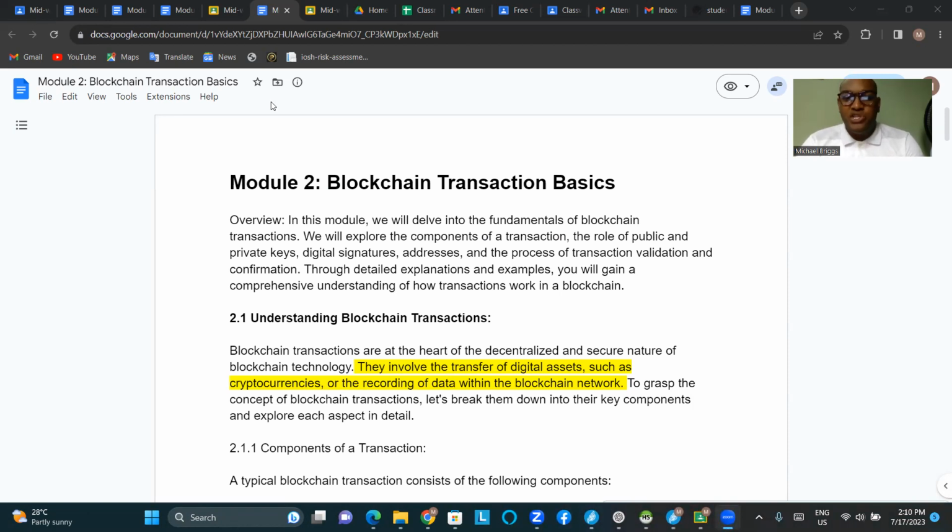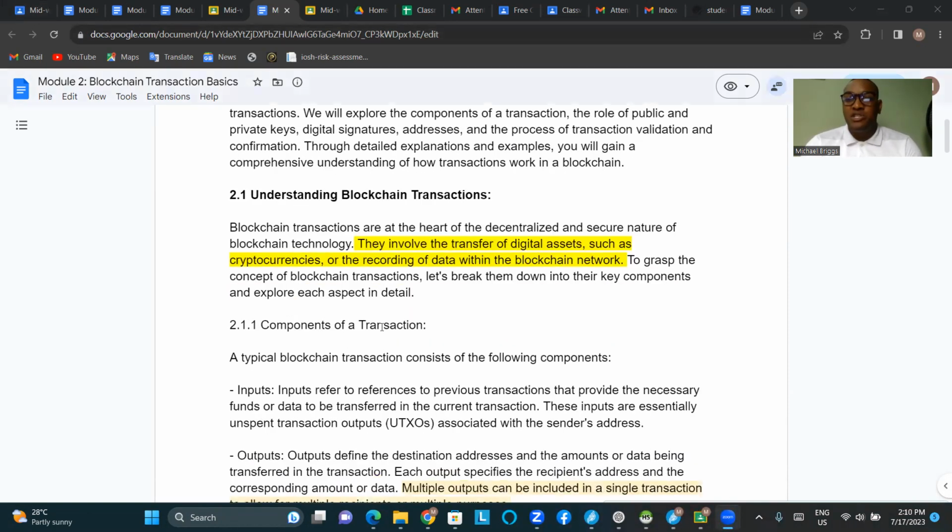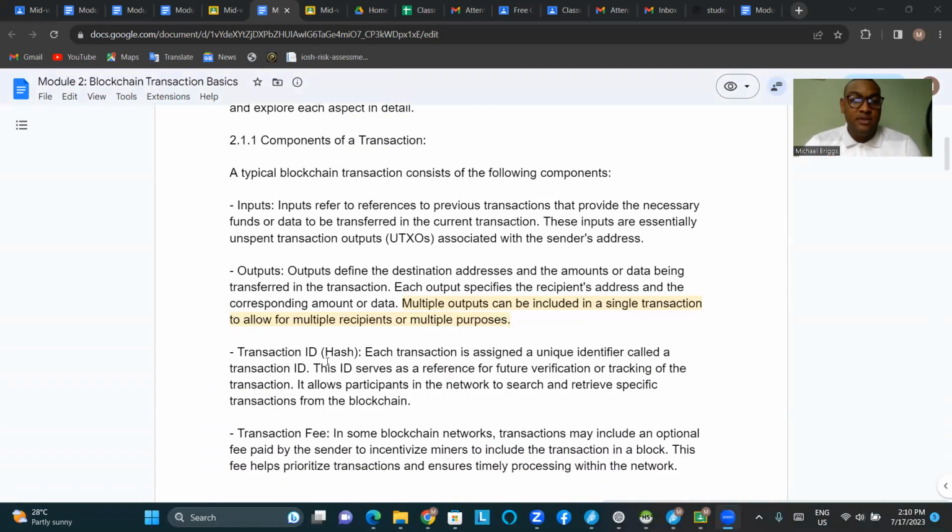Module 2, blockchain transaction basics. In our last session, we were able to understand how blockchain transactions are done. We looked at the components of a blockchain transaction, and the difference between public and private keys. We looked into the details, and did some practical work where we understood the different kinds of private keys that we have and can use, okay?